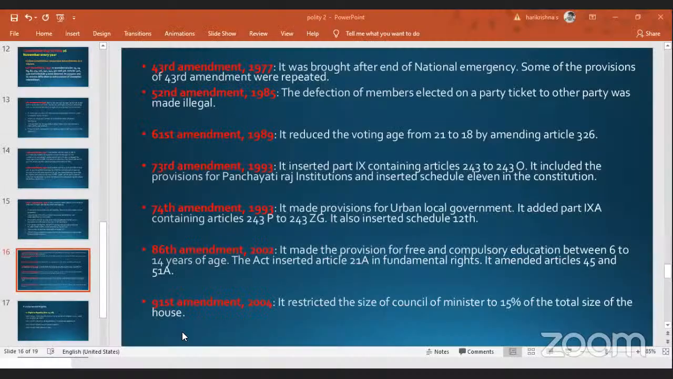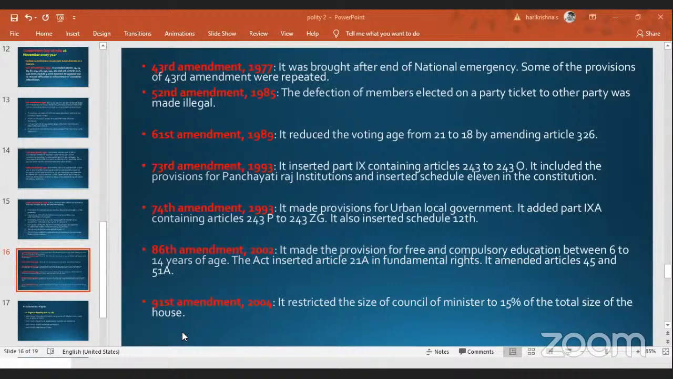Here is the 86th Amendment 2002. It made the provision for free and compulsory education between 6 and 14 years of age. Now we know that at least up to the age of 14, people have to be educated. That came after the 86th Amendment 2002. The Act inserted Article 21A in the Fundamental Rights. It amended Articles 45 and 51A. So keep in mind that compulsory basic education between 6 and 14 years was the 86th Amendment 2002. Then finally, the 91st Amendment 2004.